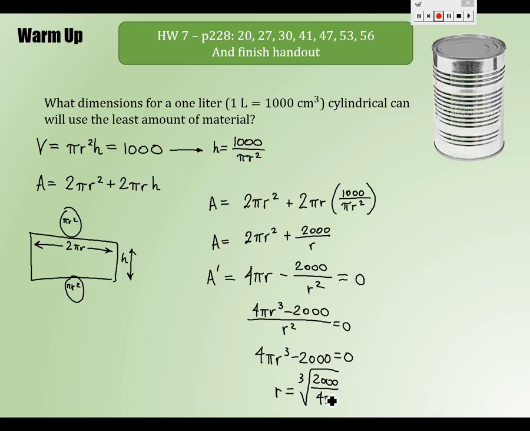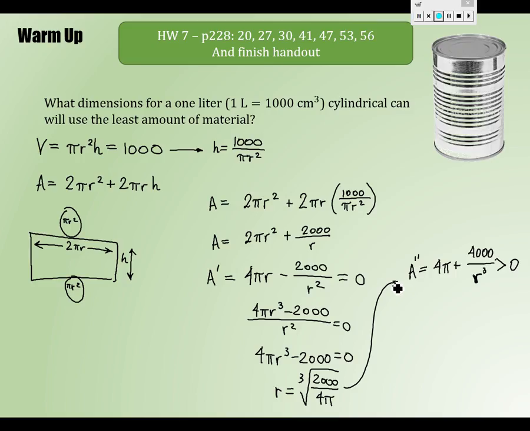How would you verify that's a minimum? I think the second derivative. Yeah, I'm a big fan of the second derivative test for extrema. You did that as an example yesterday. You could draw a number line too, but go ahead. So I'll take your advice. The second derivative of the surface area is 4 pi plus 4,000 over r cubed. If r is positive, which in this case it is, if you plug this in, you'll get something greater than 0. So this is, in fact, concave down.